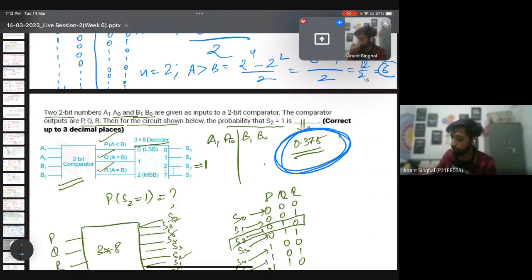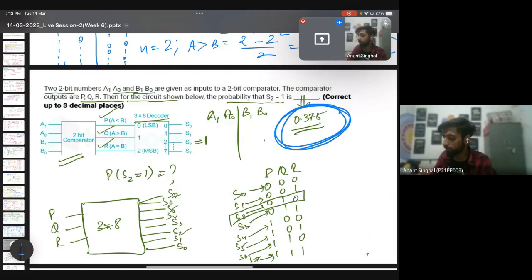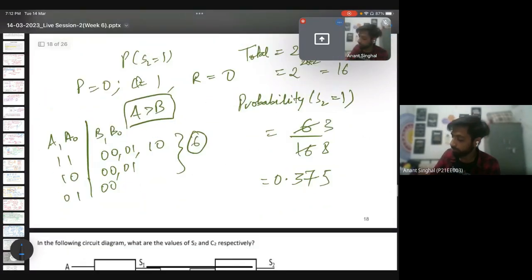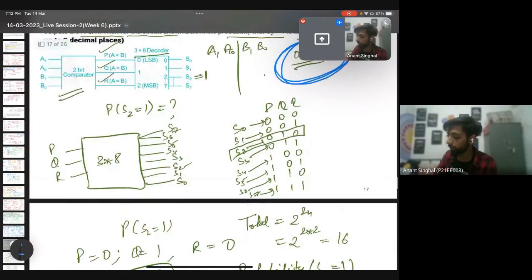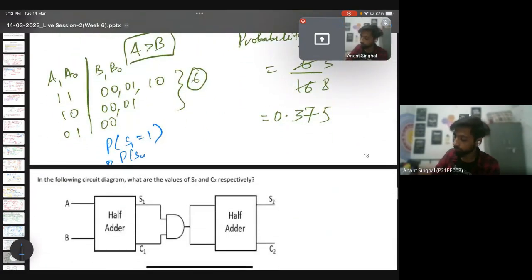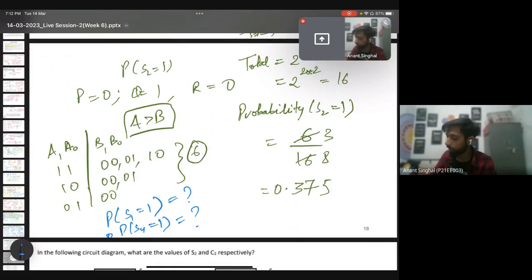We can mold this question into something different, let's say, 0, 0, 1. Let's calculate the probability when S1 is equal to 1, and let's calculate one more probability when S4 equals 1. So you need to calculate these two. I'll give you 2 minutes, if you can calculate, then I'll repeat the same question. I've calculated for S2, you need to calculate it for S1 and S4 if you can. I'll do it in 2 minutes.